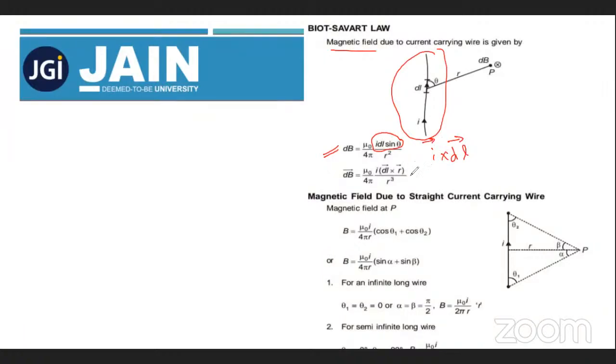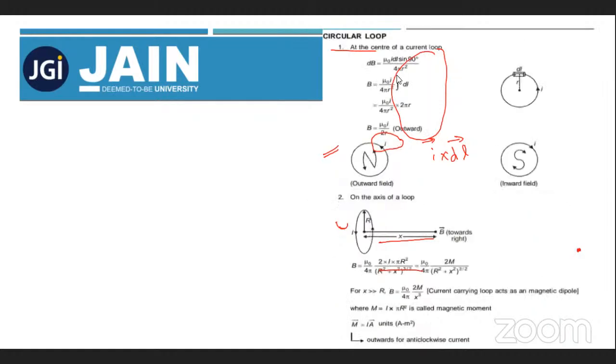Next, the magnetic field due to a straight current carrying wire. We can find it using this formula, where B is the magnetic field, equal to mu naught I upon 4 pi r times cos theta 1 plus cos theta 2, where theta 1 and theta 2 are these angles. Or I can write it in terms of sine, as sine alpha plus sine beta. This is the point where we are trying to calculate the magnetic field. So this is the first thing of Biot-Savart's law.